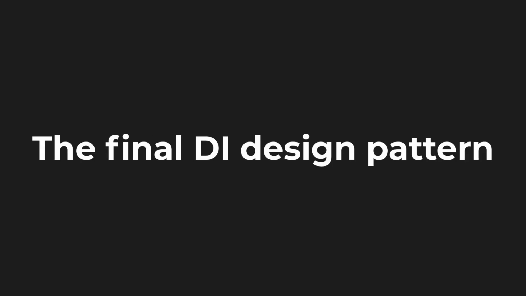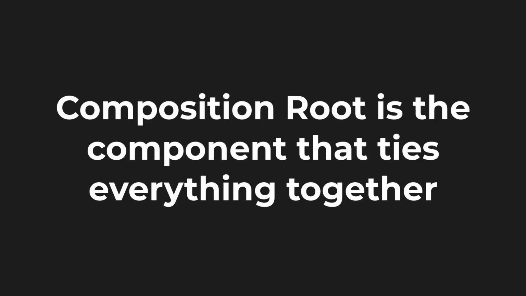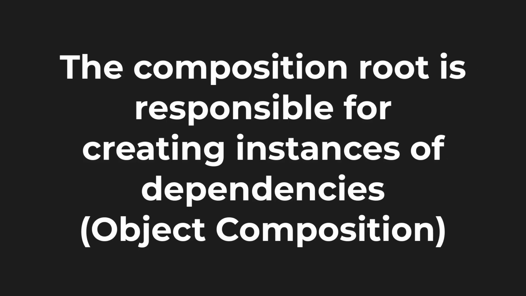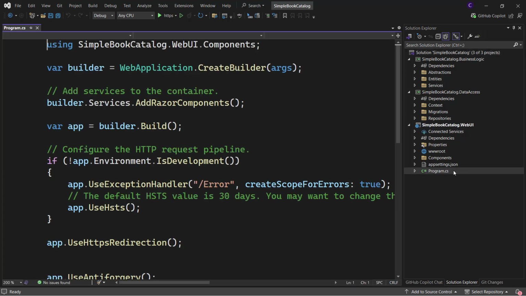In this video, we're going to talk about the final dependency injection design pattern called the composition root. Composition root is a component that ties everything together. The composition root is a single place that is located as close as possible to the application's entry point method, which is main, and it is responsible for creating instances of dependencies, that is object composition. So in our presentation project, let's open the program class which contains our main entry point method.